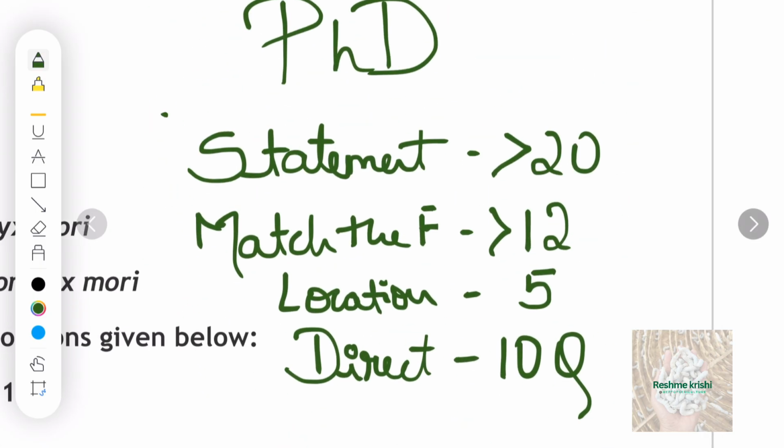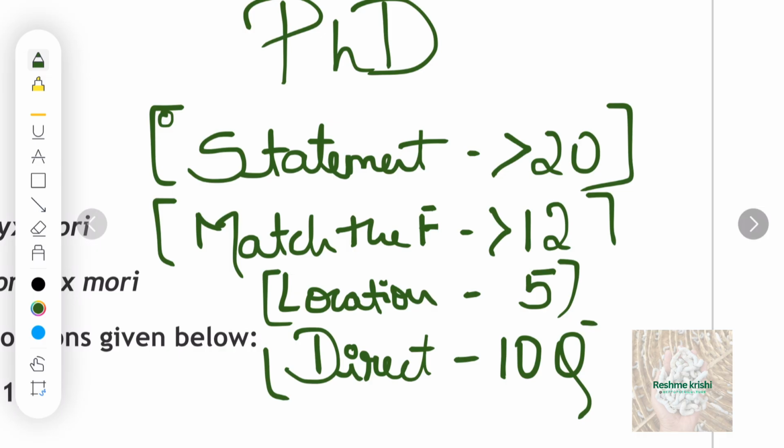So basically, if I want to give the summary here, there were 20 questions of the statement type, and 10 to 12 of the match the following type. Based on location, there were 5 easy questions, and approximately 10 direct questions. The rest were general, everything mixed into this paper. Okay, let's start discussing.